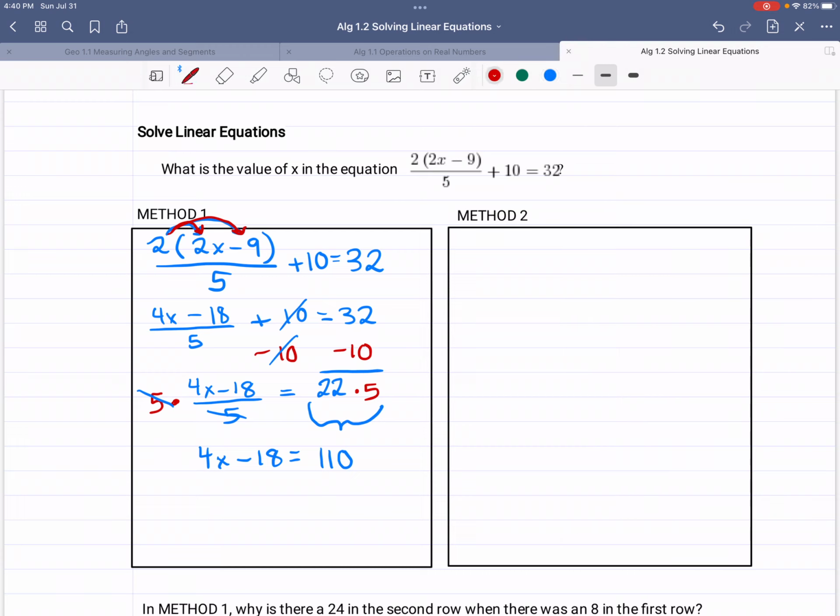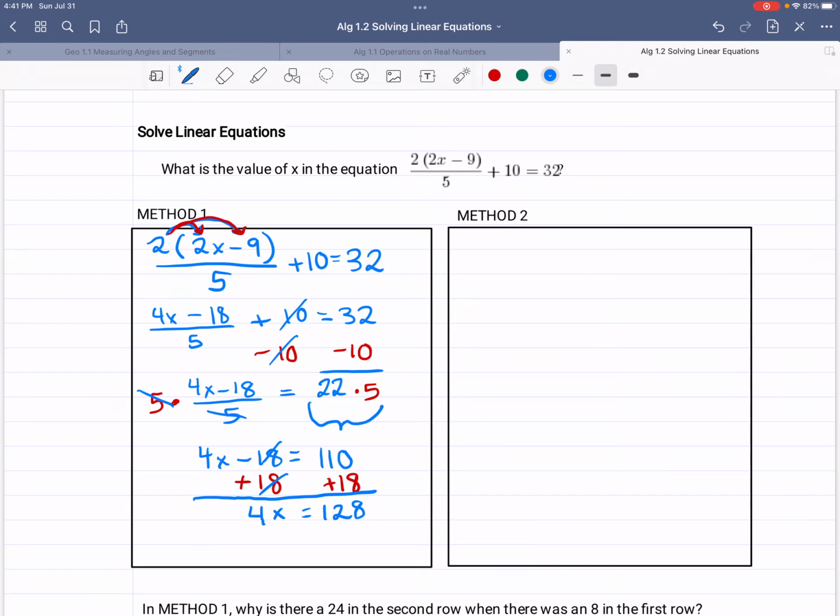We have 4x minus 18. The last thing we did to x was minus 18. Add 18 to both sides. And we're going to cancel these. Add the 110 plus 18 is 128.